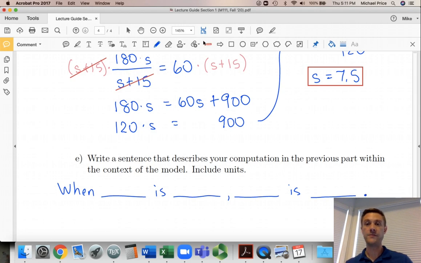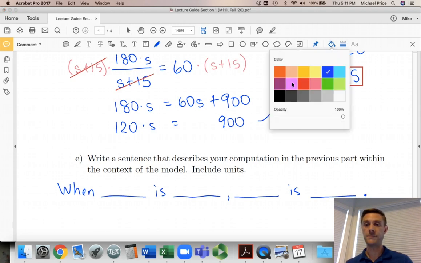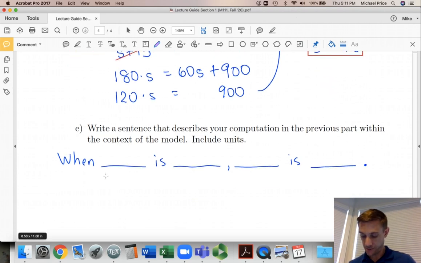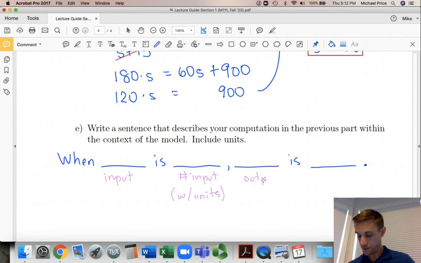But these things have very specific roles that we can play. So when we know what some input is, and then this is the number value for the input, and then we're going to include units, then the output, whatever that variable is representing here, is going to take on some kind of number. So it's going to be output, and then we'll also include that with units.